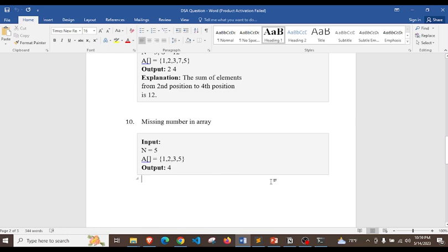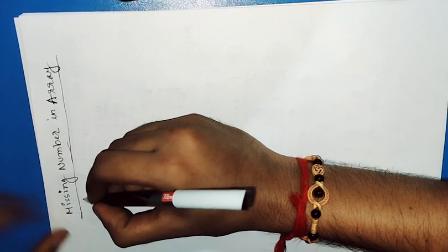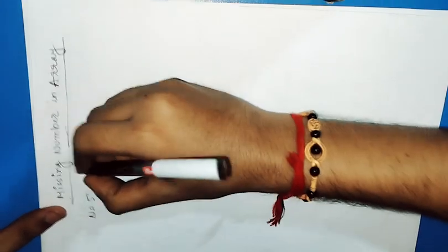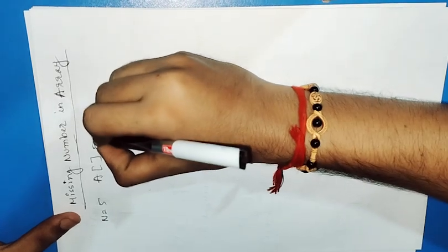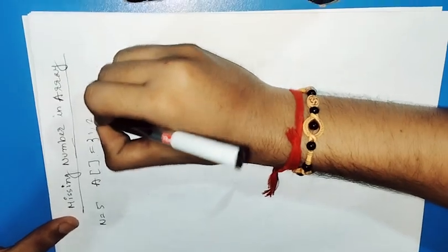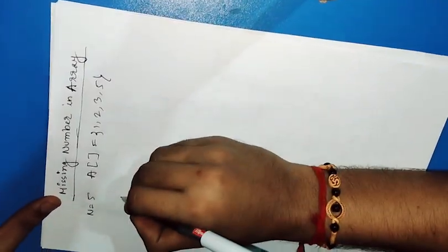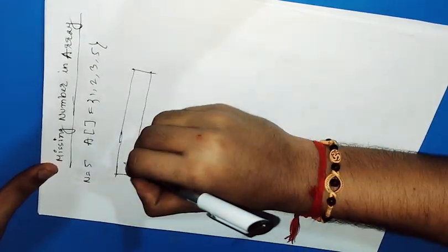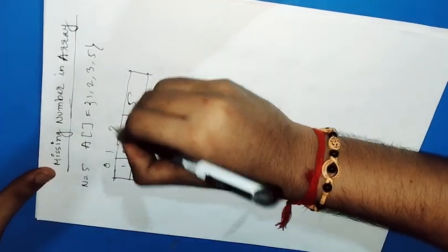Okay, first write the algorithm. Here our problem is missing number in array, and now here n equal to 5, array is 1, 2, 3 and 5. Here first design the array: 1 2 3 5, with indices 0 1 2 3.